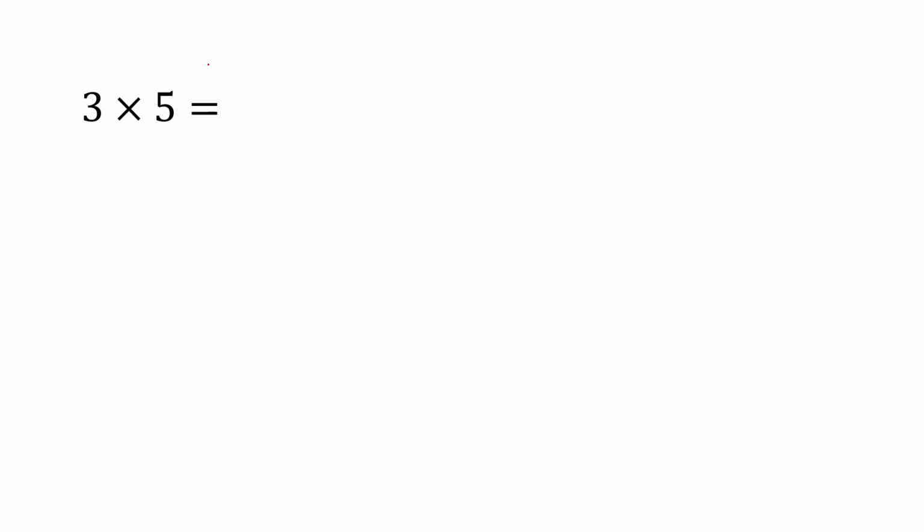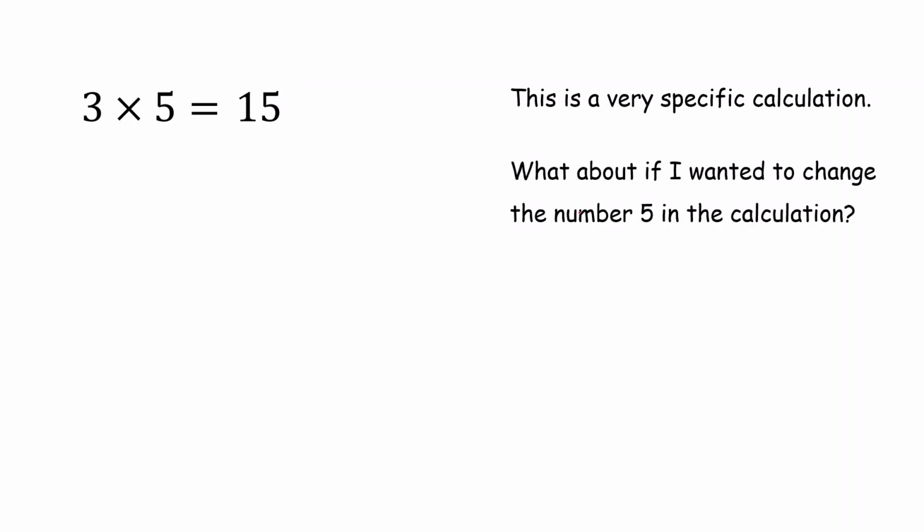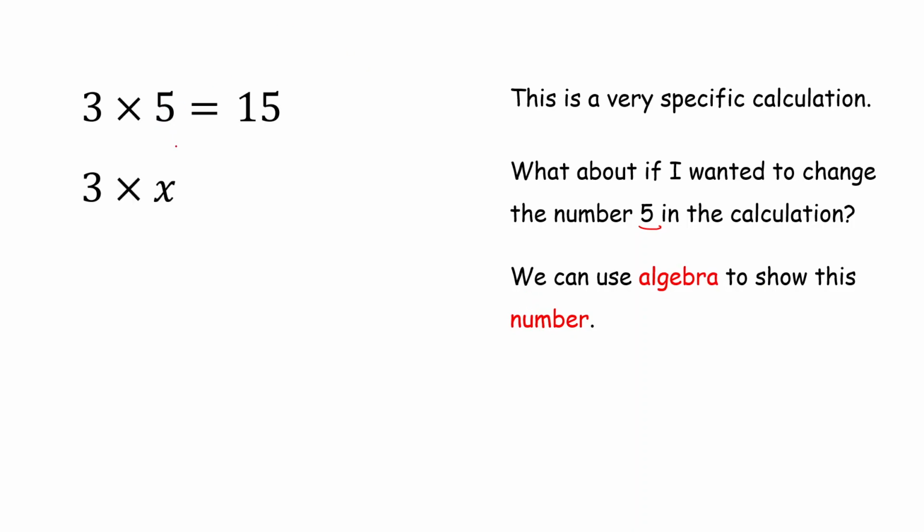Now, up here I've got 3 times 5, which is equal to 15. And this is a very specific calculation. There's only one solution. 3 times 5 has to be equal to 15. But what if I wanted to change, for example, the number 5 in this calculation to another number? Well, we can use algebra to show this number. So instead of using the number 5, I can use this here, which we call algebra.